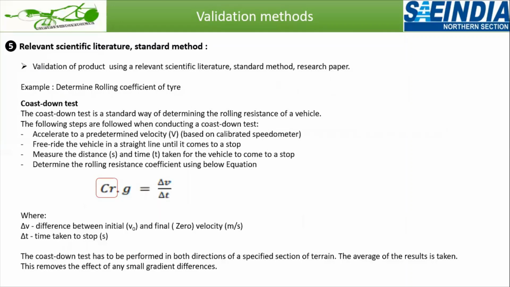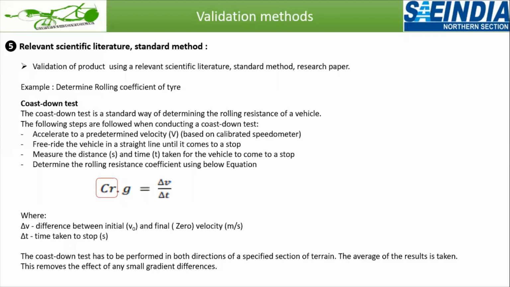Number five, relevant scientific literature or standard method. Validation of the product using relevant scientific literature, a standard method, or a research paper. For example, determining the rolling coefficient of a tire. One standard process for this is the coast down test. The coast down test is a standard way to determine the rolling resistance of a vehicle. Here are the steps to determine the rolling coefficient.